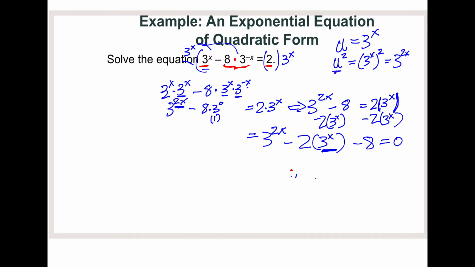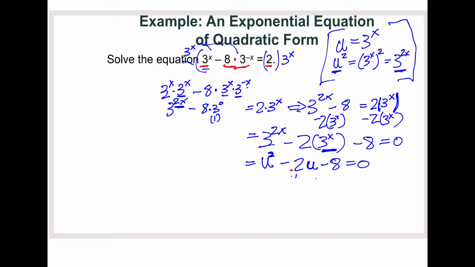So you can see for my first one, that's my squared. I have u squared I can put in here in substitution of 3 to the 2x minus 2u and then minus 8. All I did was take out, and this is, again, a temporary substitution so that this looks more familiar to us.